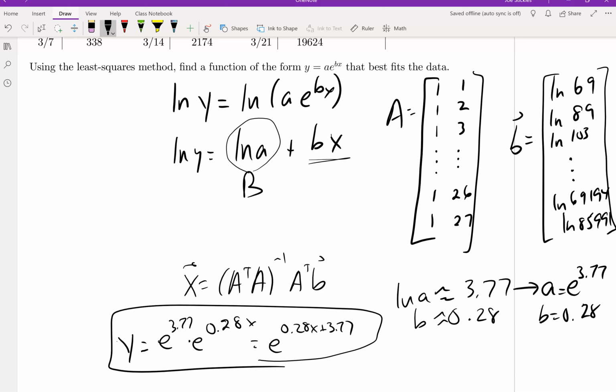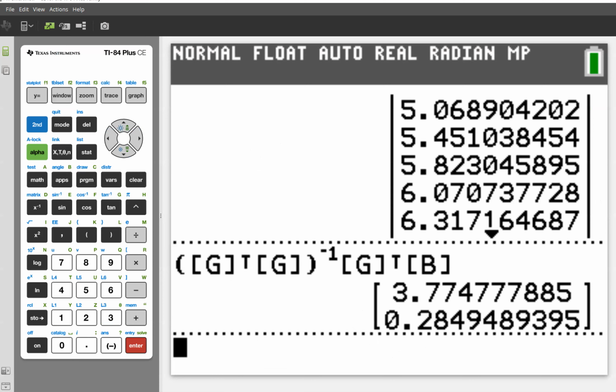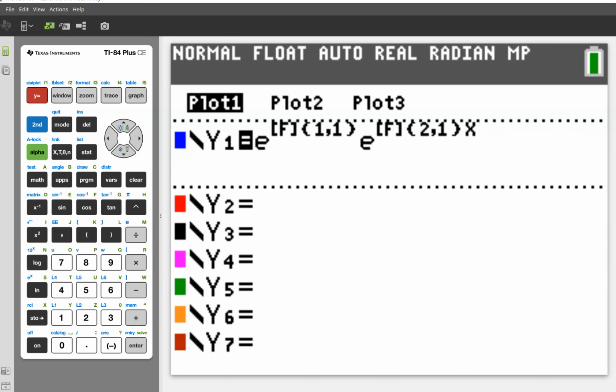Now I know that if you've used the TIs before, it'll actually do this. If you do your least squares approximation for this, it will actually give you that exact same solution that we just found. All right, so how good is this? Well, let's look.